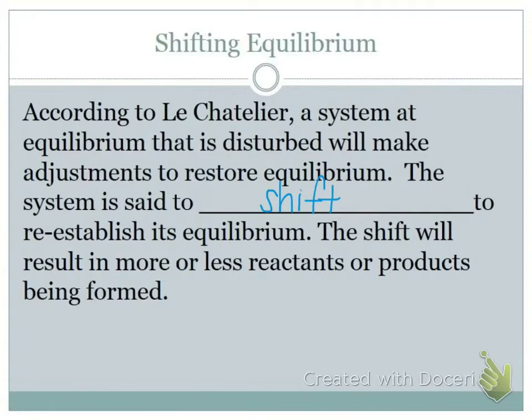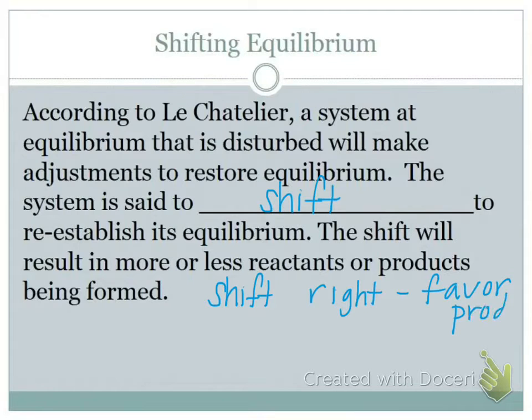Okay, and it will shift either to make more product, or it will shift to make more reactants in order to reestablish that equilibrium. So when we say shift right, that means we are favoring our products, meaning more products would be made. That says product, I ran out of room. If I shift left, that means I favor my reactants.